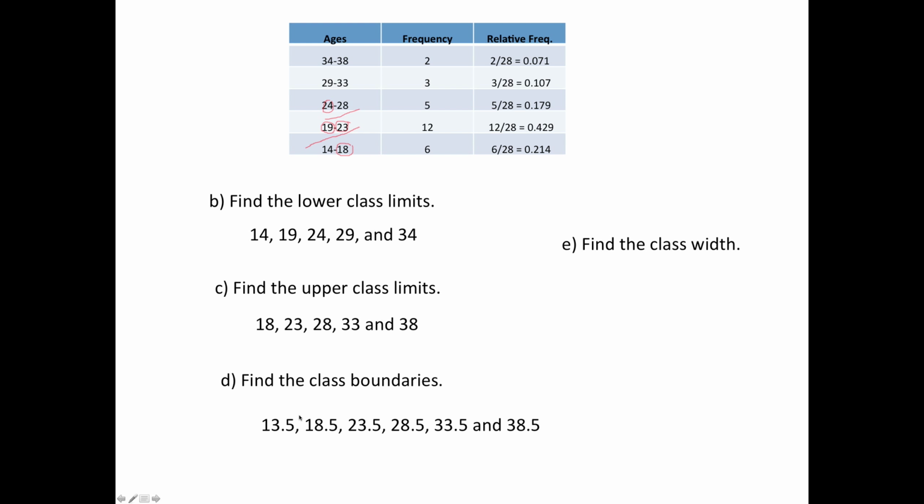Next, very easy, find the class width. Well, one way to do it when it's ages like this is you could count from 14 years old to 18 years old. 14, 15, 16, 17, and 18. That covers 5 ages. But a much easier way to do it is just take 2 of these, like 34 and 29, or take 2 of these, 19 and 14, subtract them, and you get that the width is 5.